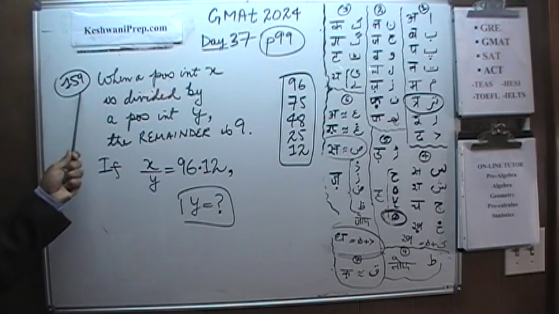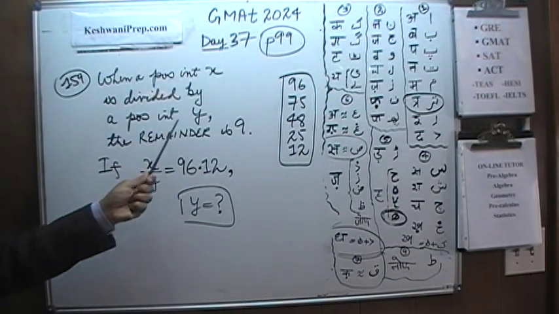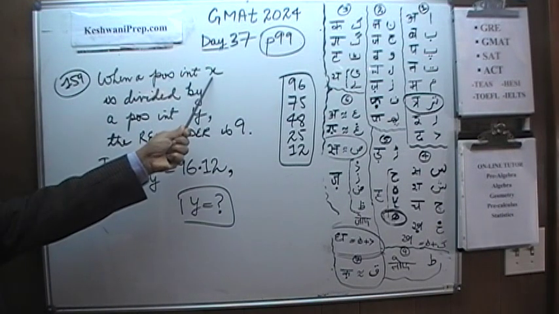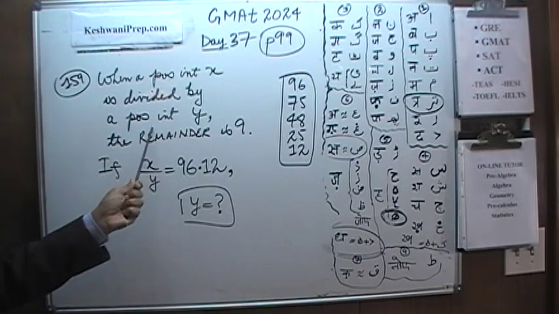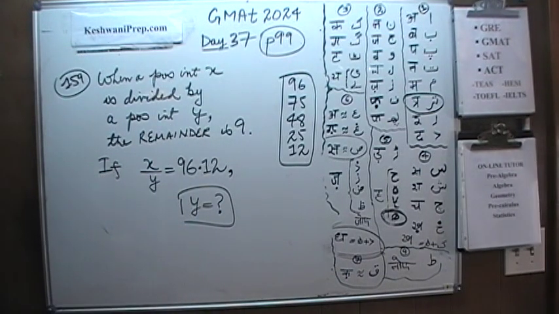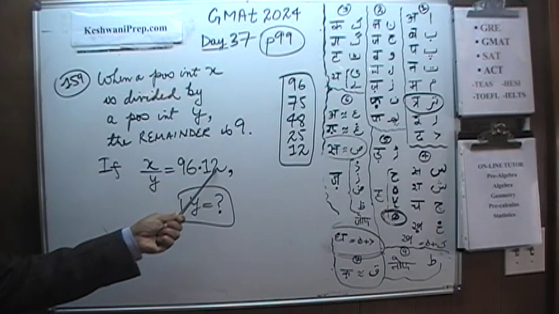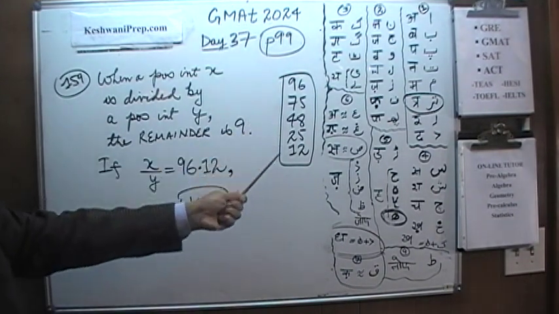Number 159. We are told that when a positive integer x is divided by a positive integer y, x is a positive integer, so a whole number that is positive. We are told that the remainder is 9. As a result of this division, we get a remainder of 9. We are further told that if x over y equals 96.12, then what must be the value of y? And here are the answer choices.